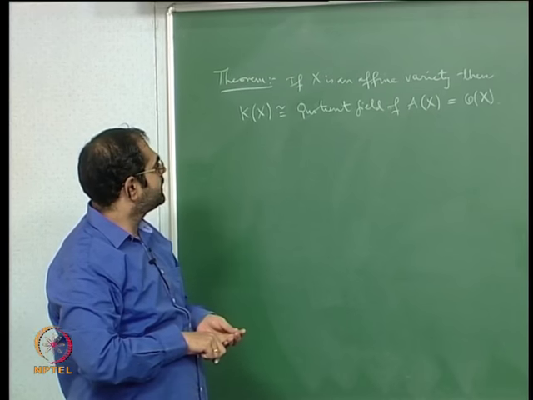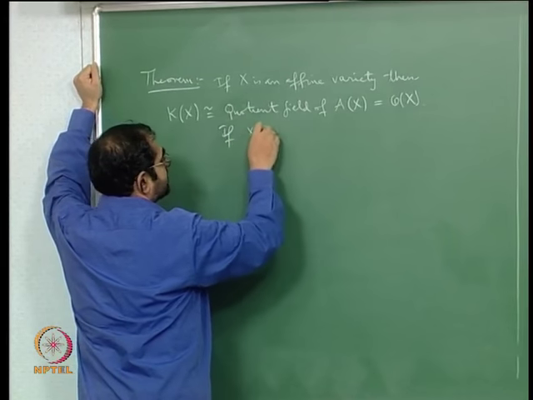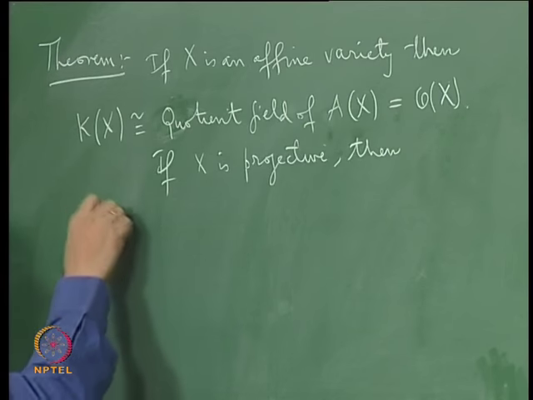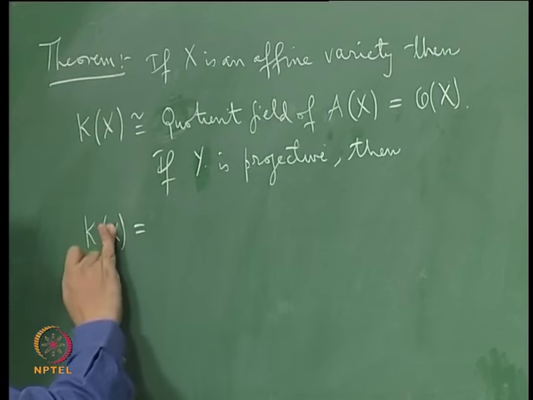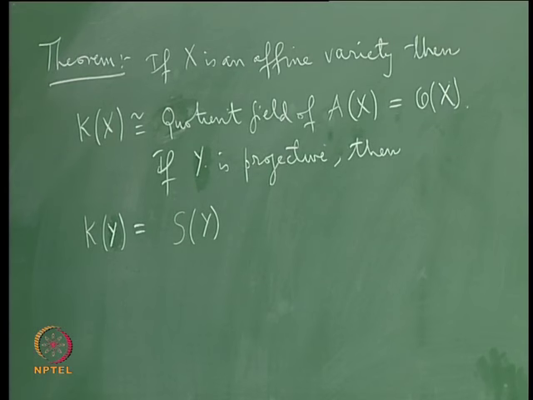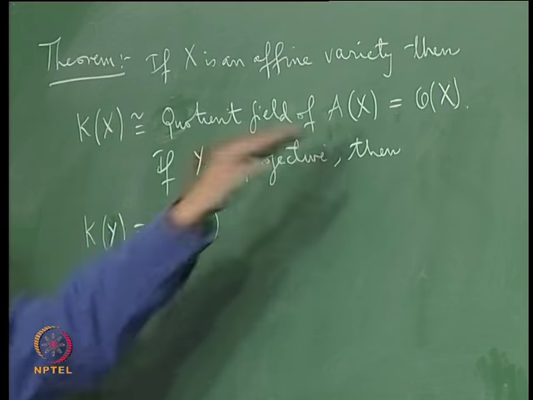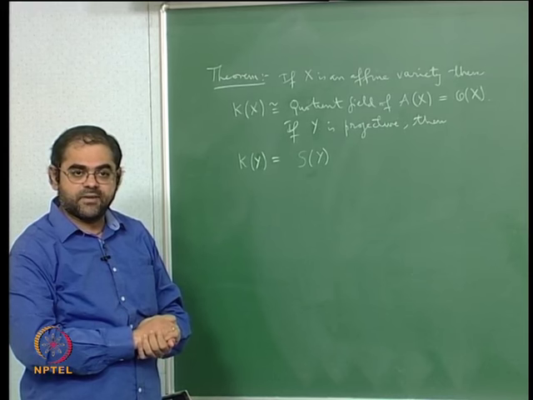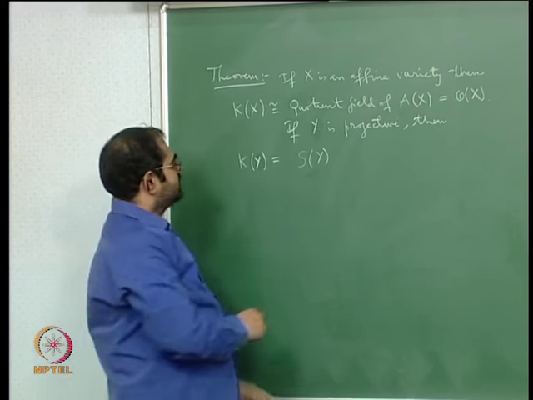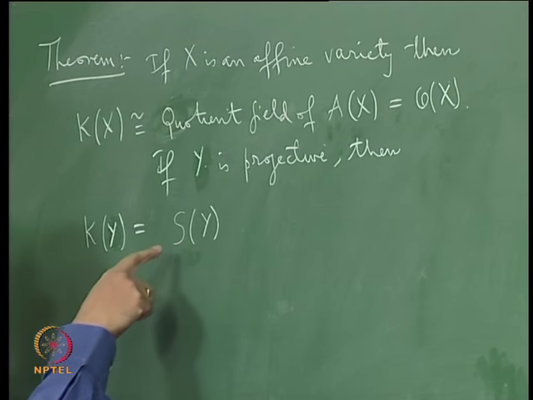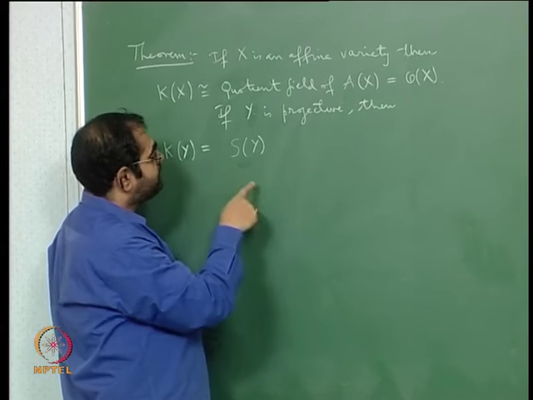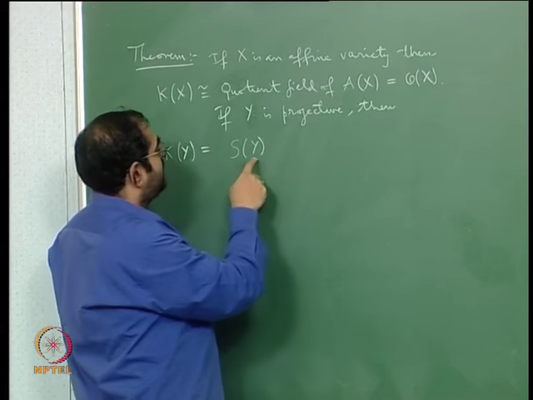And what if X is projective? If Y is projective, then Ky is just the following. You take the homogeneous coordinate ring of Y. The homogeneous coordinate ring is defined the same way as the affine coordinate ring is defined, namely you take the ring of polynomials of the ambient space that you are considering and then go modulo the ideal of functions that vanish on the variety. In this case, of course, you will have to take the polynomial ring of the affine space over the projective space in which this variety Y is embedded, and go modulo the ideal of Y, which will be a homogeneous ideal.